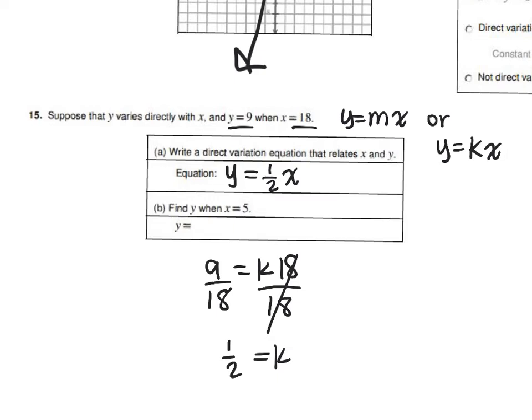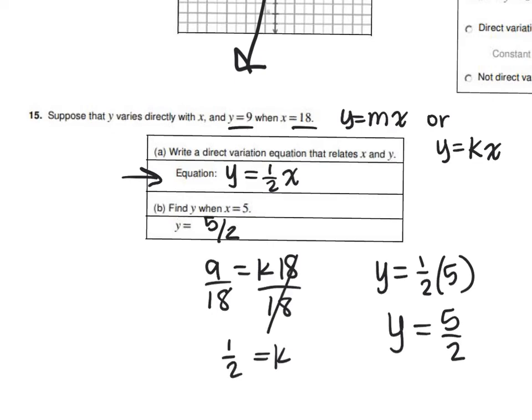Part B now tells me to find y when x equals 5. So I use this equation here and substitute a 5 in for x. So that gives me y equals 1/2 times 5. I multiply straight across. That gives me y equals 5 over 2.